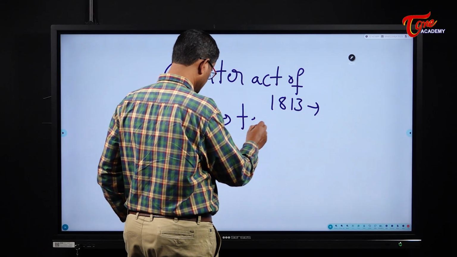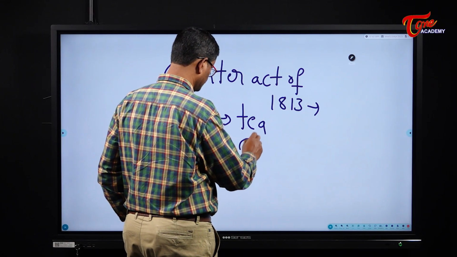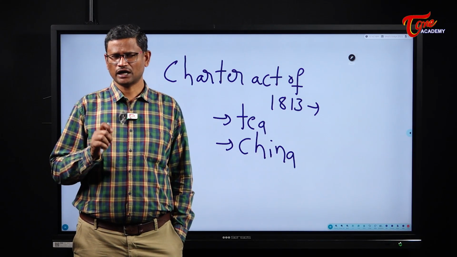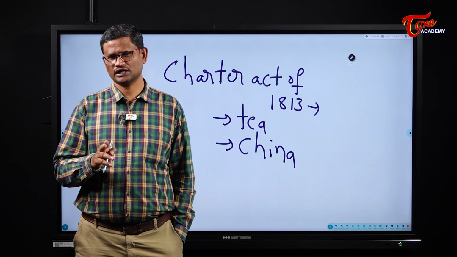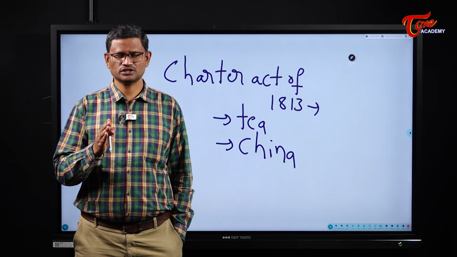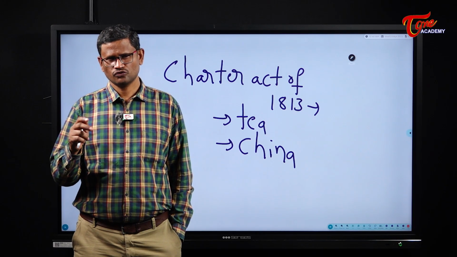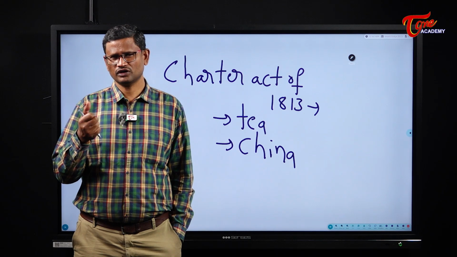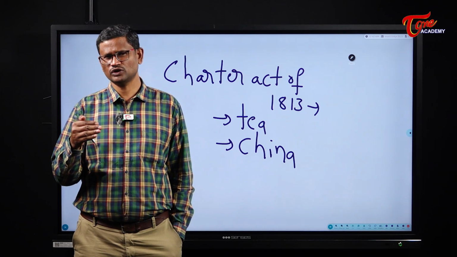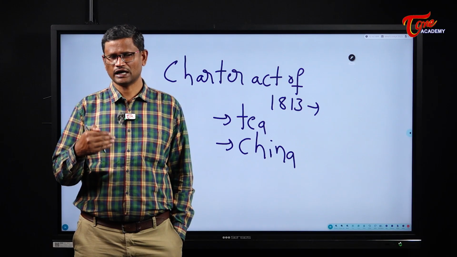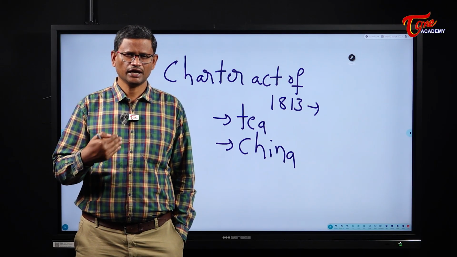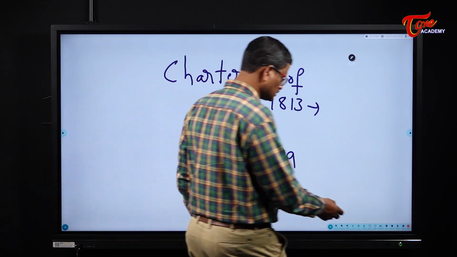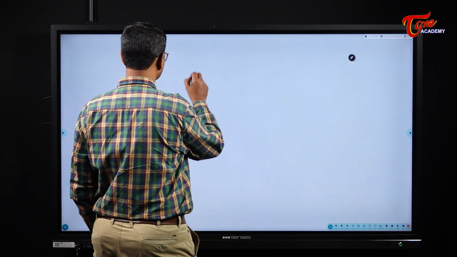Trade in tea and trade with China. These are the two areas where the monopoly of English East India Company was continued. So with the exception of tea trade and trade with China, the monopoly of English East India Company was ended, which means from United Kingdom, from now onwards, along with English East India Company, anyone can come and do trade with India. That's the point. Then the next important legislation, the Charter Act of 1833.